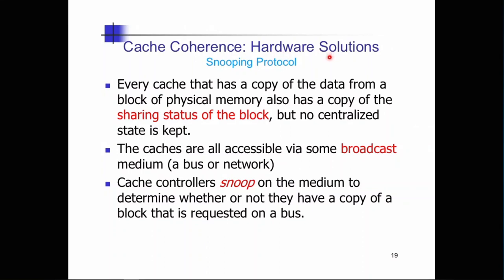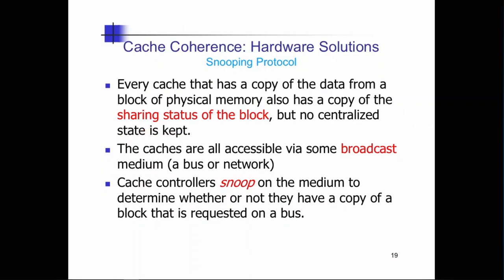So hardware-based solutions are very common, and the snooping protocol is simple, and it's a place to start looking at what a solution could look like. In the snooping protocol, we have a few situations going on. Every private cache that has a copy of the data from a block of physical memory also has a copy of the sharing status of the block. But there is no centralized state. No centralized state is kept.